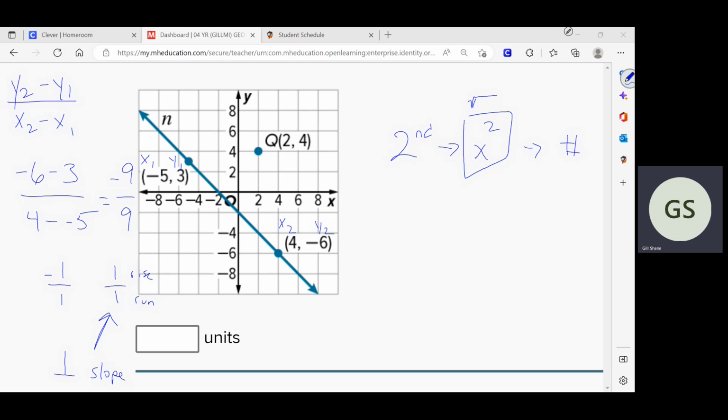So now, if I just do the rise and the run, you'll notice both of them are positive. So that gets me going this way. +1, +1, +1, +1. I'm going the wrong way. I'm not going to my line.